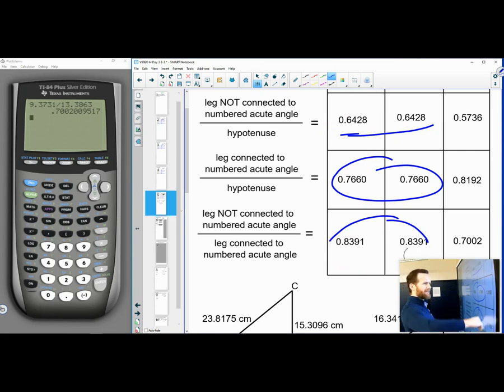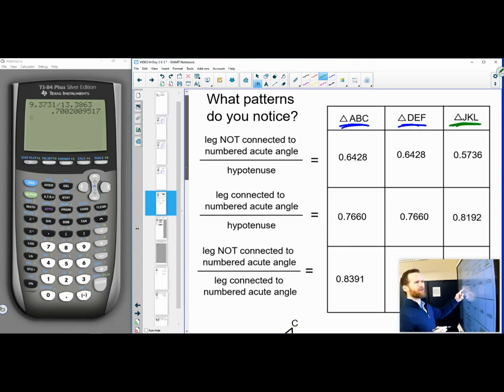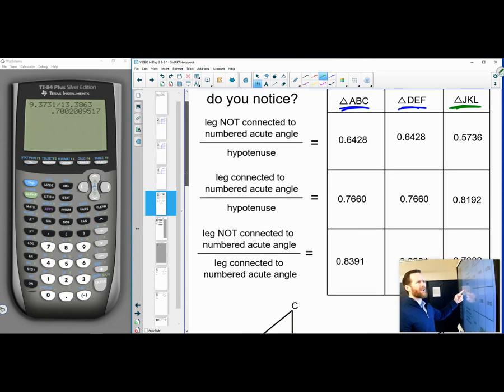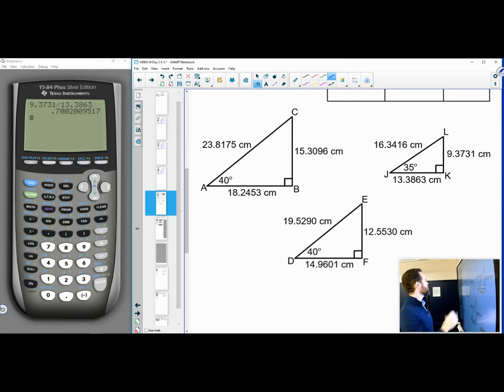So essentially for the first two triangles, triangle ABC and triangle DEF, the ratios of the two sides came out exactly the same. But in JKL, we got completely different numbers here. So triangle JKL does not follow the pattern. Now, let's take a look at our three triangles together and ask ourselves, why might that be? Why would this one follow the pattern? Why would this one follow the pattern? But why would this one not?